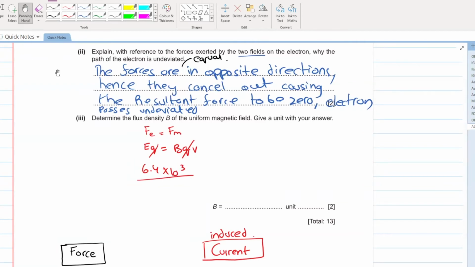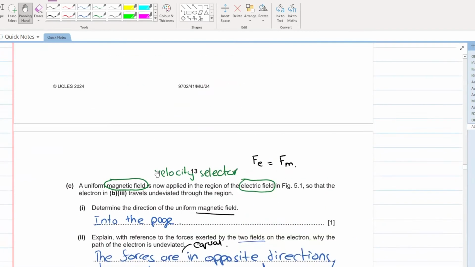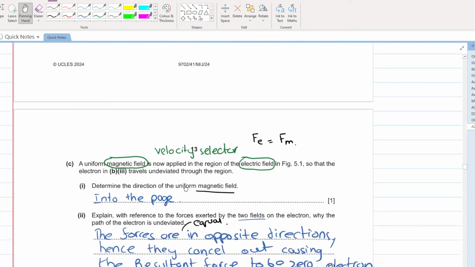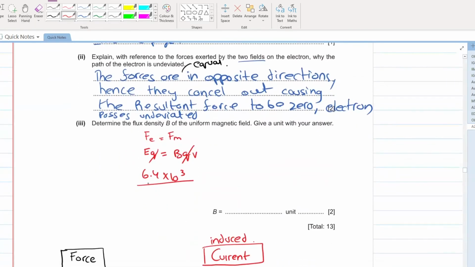What was your velocity? Do we have the velocity here? Yes. 2.6 into 10 raised to the power of 7. What does your magnetic flux density come out to be? 2.5 into 10 raised to the power of minus 4 Tesla.